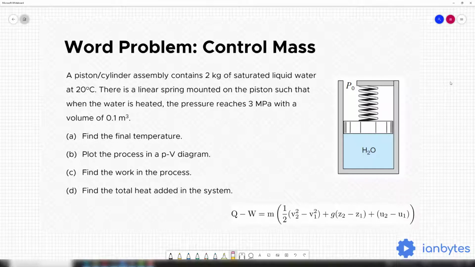In this video, magsasolve tayo ng isang problem patungkol sa first law of thermodynamics for control mass. So first, let me just read the problem for you.